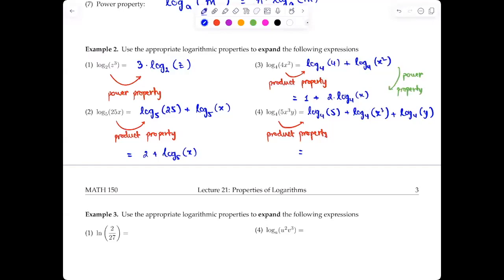All right, so log base 4 of 5. There's nothing else you can do. If you don't have a calculator, just leave it like that. Log of base 4 of 5. Log of base 4 of x cubed. So reduce the power to a product. The first term is log of base 4 of 5. There's nothing else you can do with that. The second term is 3 times log of base 4 of x. And you use the power property for that. And the last term is log of base 4 of y. There's nothing else that you can do with the last term.